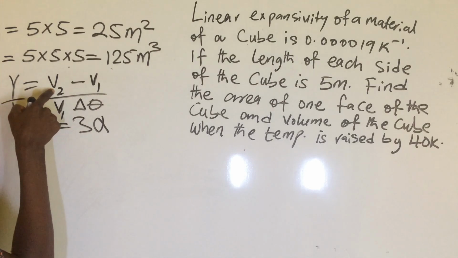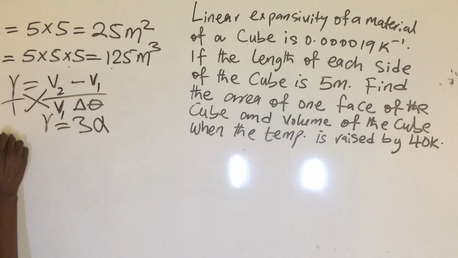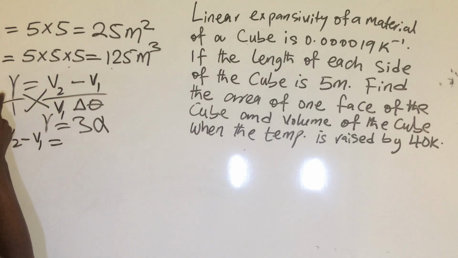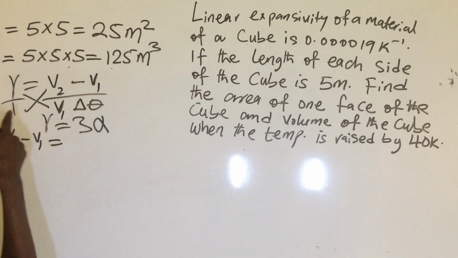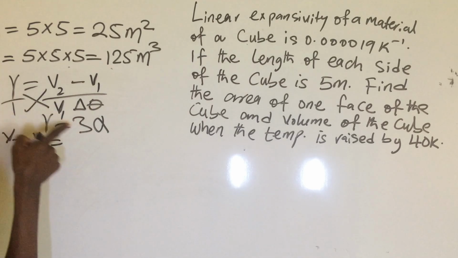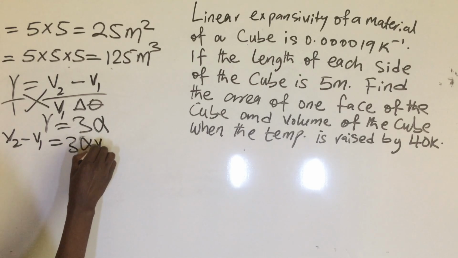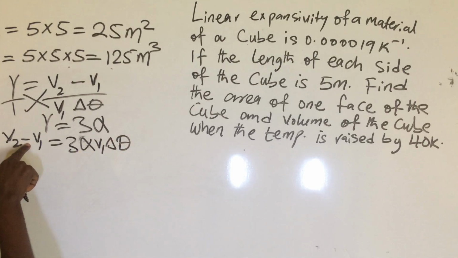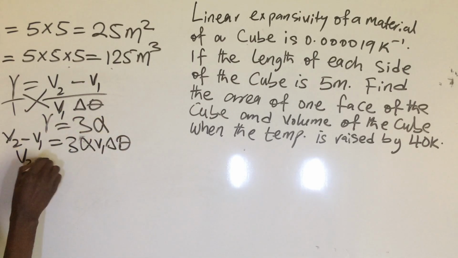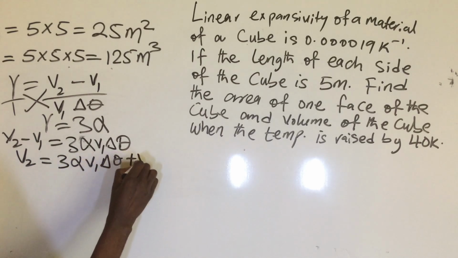Now let's make the new volume the subject of the formula by cross multiplying. V2 minus V1 equals gamma V1 change in temperature, but we substitute gamma with 3 alpha, so V2 minus V1 equals 3 alpha V1 change in temperature. Making V2 the subject of the formula, we take V1 to the other side. We now have V2 equals 3 alpha V1 change in temperature plus V1.